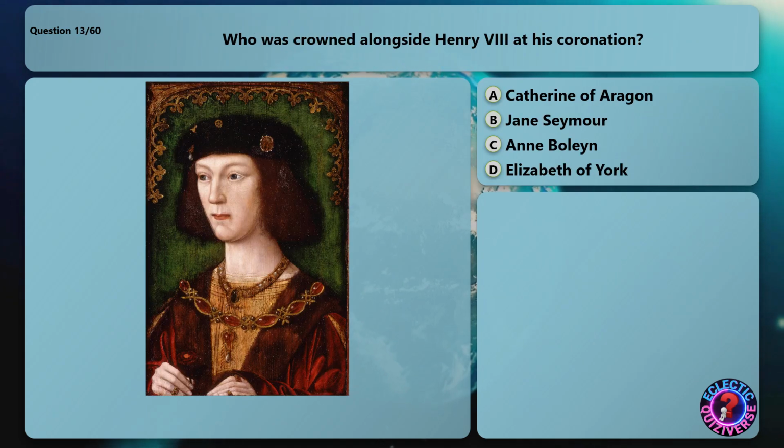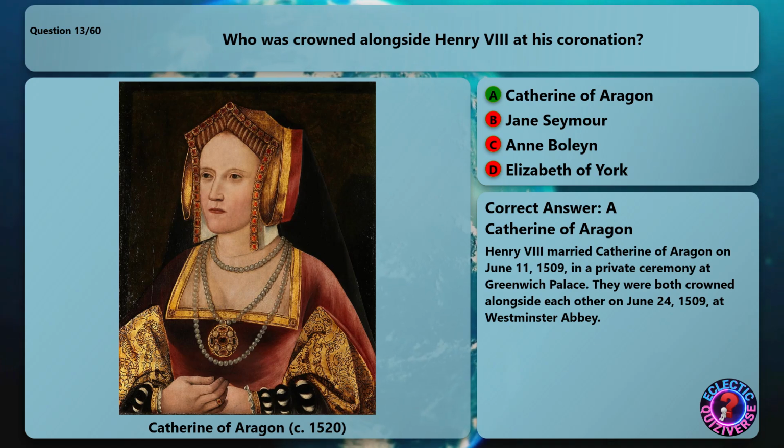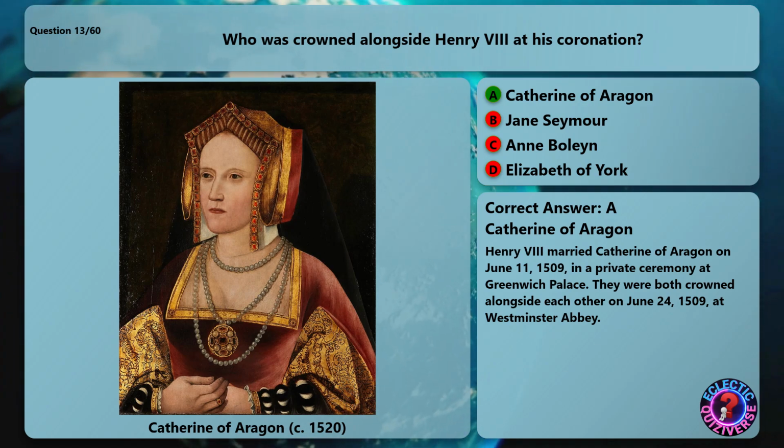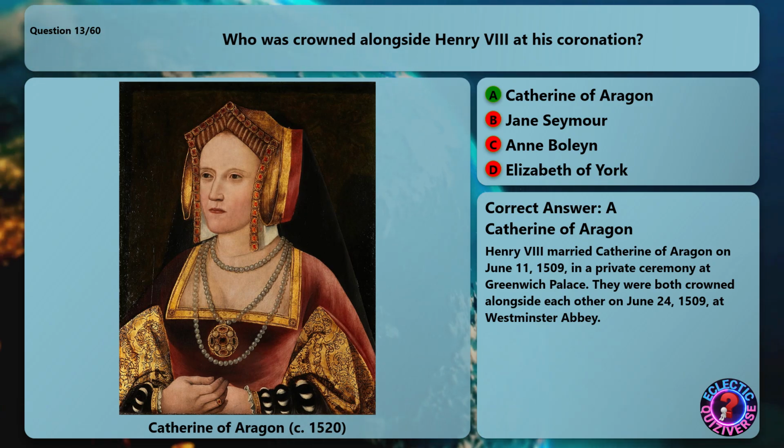Who was crowned alongside Henry VIII at his coronation? The correct answer is Catherine of Aragon. Henry VIII married Catherine of Aragon on June 11, 1509, in a private ceremony at Greenwich Palace. They were both crowned alongside each other on June 24, 1509, at Westminster Abbey.